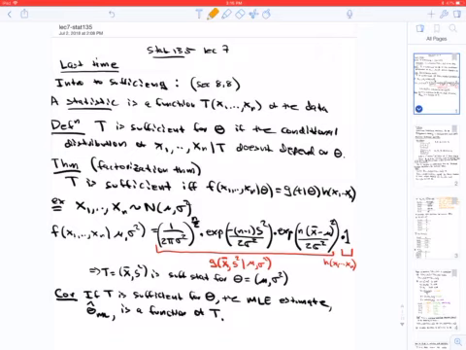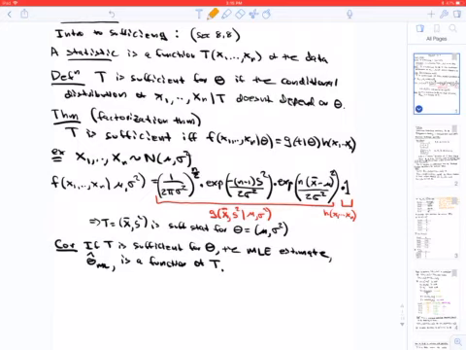So let's review what we did last time with sufficiency. A statistic is a function of your data only, and T is sufficient when your data conditioned on your statistic doesn't depend on theta. And we saw that in practice, to show sufficiency, you try and factor your likelihood function into a part that just involves your statistic and theta, and a part that just involves your data.